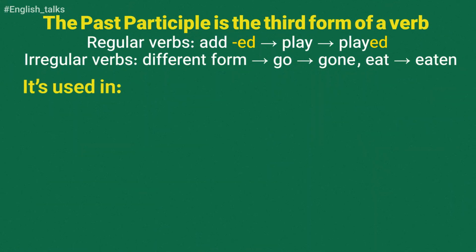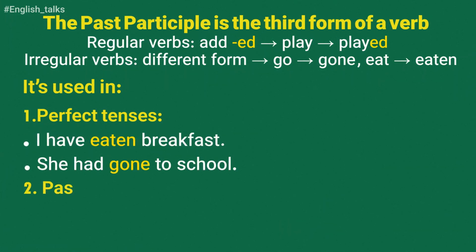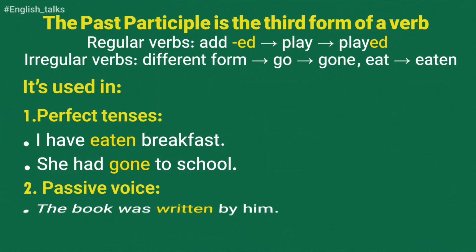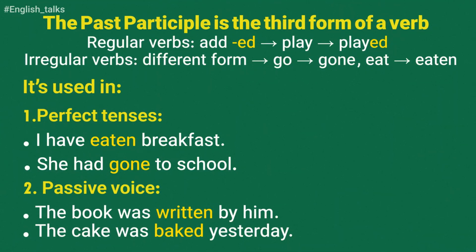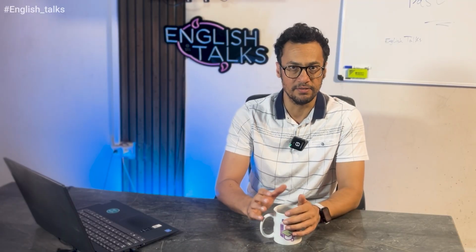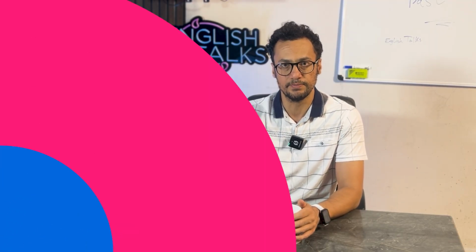It's used in number 1, perfect tenses: I have eaten breakfast, she had gone to school. Number 2, passive voices: the book was written by him, the cake was baked yesterday. I have another video for passive voices and you can watch if you don't know the passive voices.